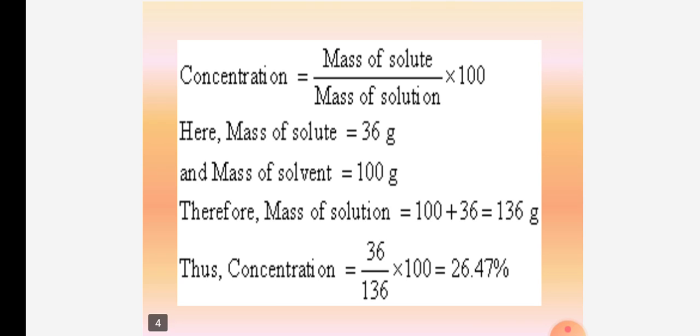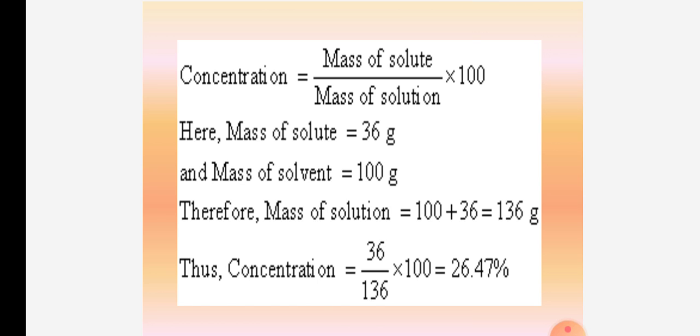The concentration of a solution is given by the formula: mass of the solute divided by mass of the solution, into 100. What is the first one? Mass of solute taken. How many grams of salt did we take? 36 grams. Then we have to find the mass of the solution. Solution means a combination of both solute and solvent. We took 100 grams of solvent and 36 grams of solute, so the mass of the solution is 100 plus 36, which is 136.